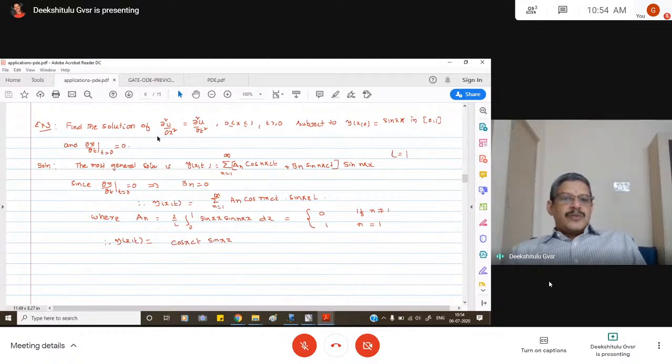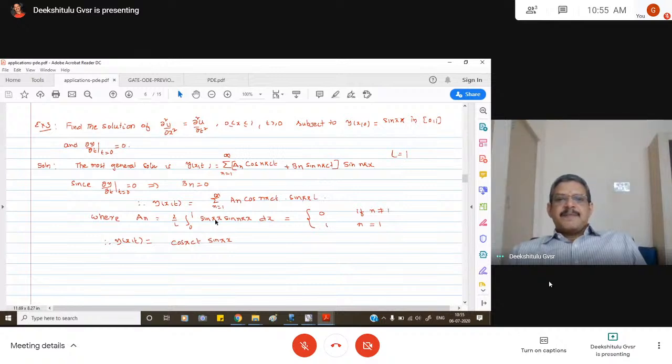So the most general solution in this case is y of (x,t) equals sigma a_n cos(n pi ct). There should be L actually, but the length of string is given as L is equal to 1, so I have not written L here, into b_n sin(n pi ct) into sin(n pi x), because L is equal to 1. Since the initial velocity is 0, b_n becomes 0, we have seen that. So y of (x,t) is equal to sigma a_n cos(n pi ct) into sin(n pi x).